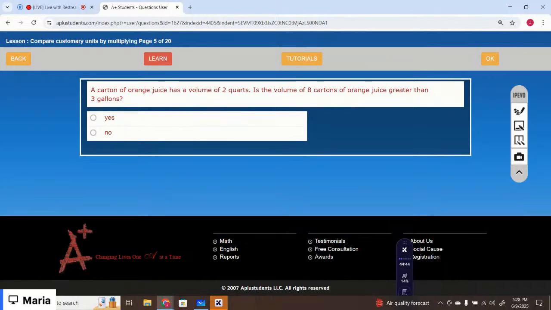A carton of orange juice has a volume of 2 quarts. Is the volume of 3 cartons of juice greater than 3 gallons? So, which is the correct option? The correct option is option number one.